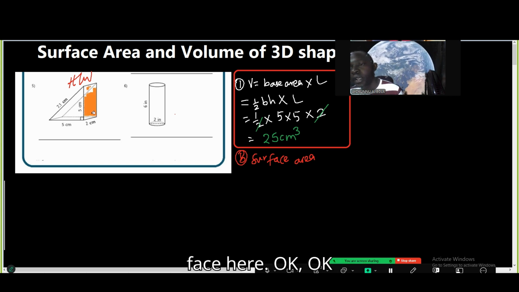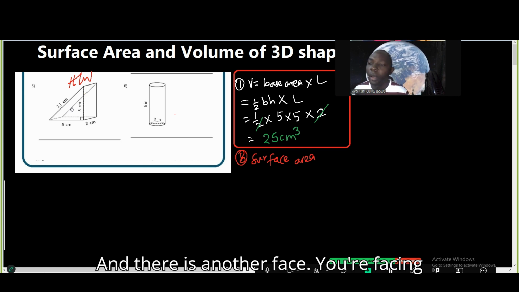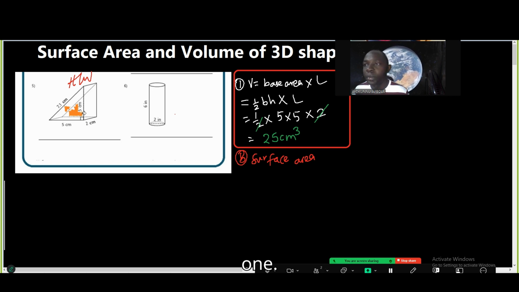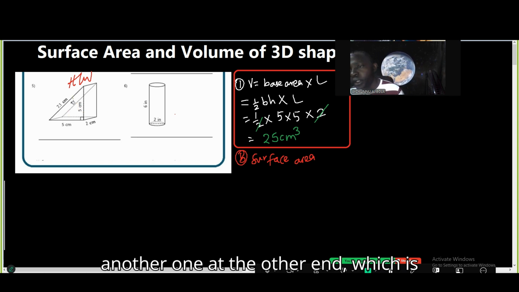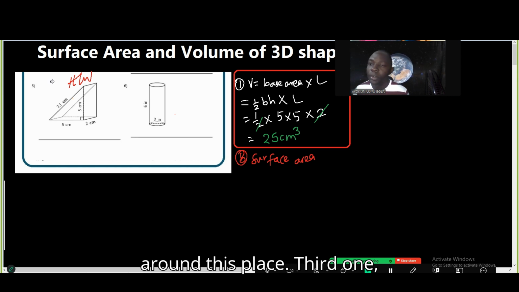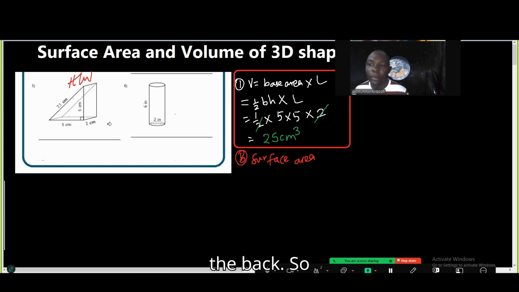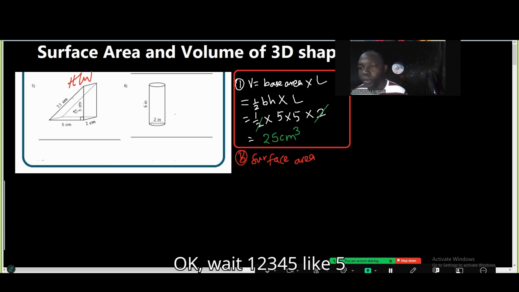There is one face here, okay? And there is another face, facing us here. That's the second one. Then there is another one at the other end, which is around this place. That's the third one, there's one at the base and there's one at the back. So one, two, three, four, five. Five surfaces.